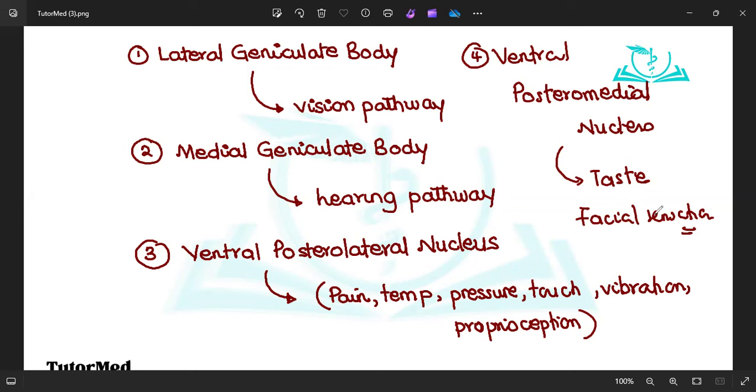So when I taste something on my tongue, the fibers actually move and then eventually get to the thalamus. But it doesn't go to the lateral geniculate, it doesn't go to the medial geniculate, it just goes to the VPM, the ventral posteromedial nucleus, before the taste actually goes to the brain for interpretation. Do you understand?